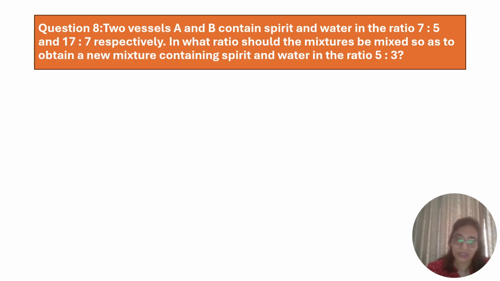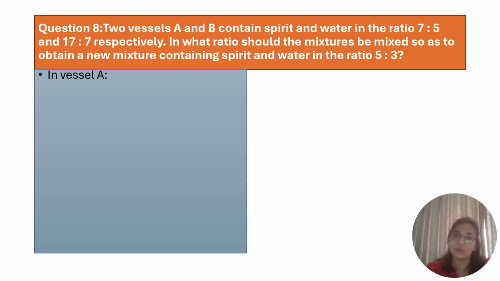Children, before solving the questions further, it's a request that you pause the video, write down what is given, try to solve the questions step by step, and I'm sure you will understand how to solve these type of questions. Question number 8. Two vessels A and B contain spirit and water in the ratios 7:5 and 17:7 respectively. In what ratio should the mixtures be mixed so as to obtain a new mixture containing spirit and water in the ratio 5:3? Now let's divide this, okay?